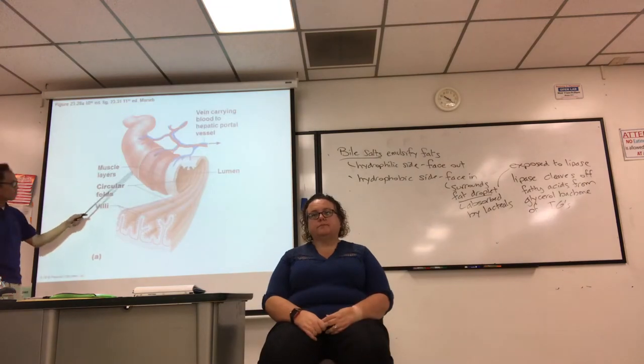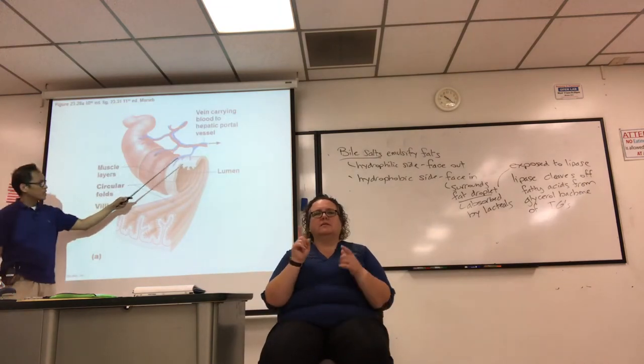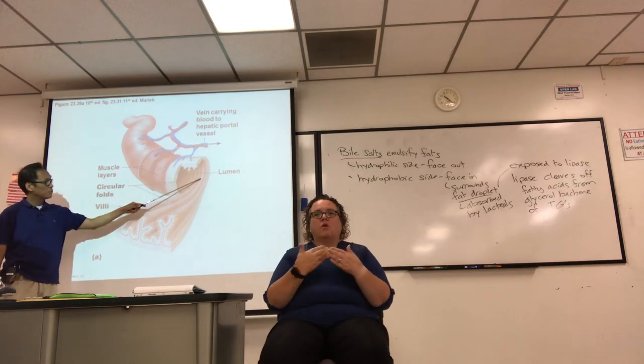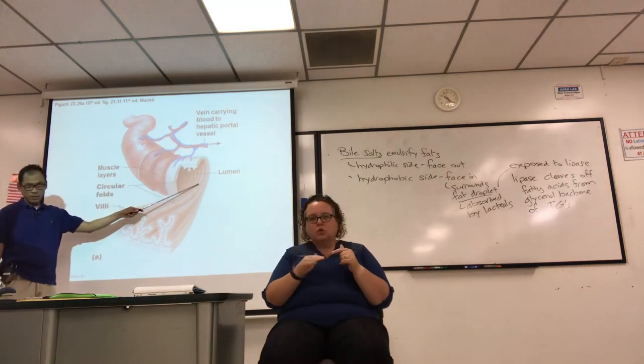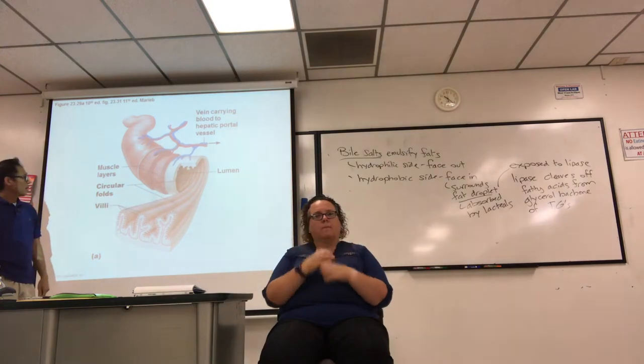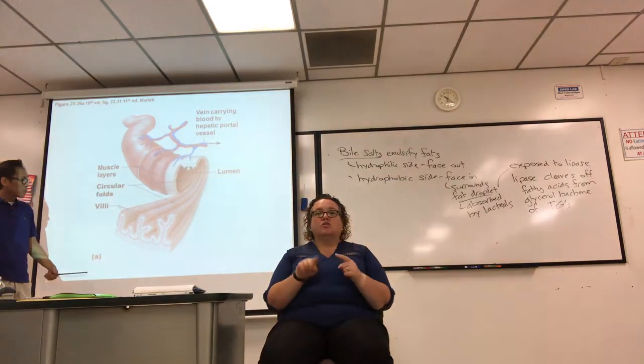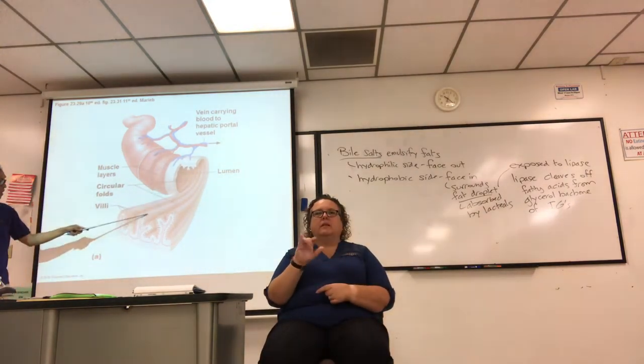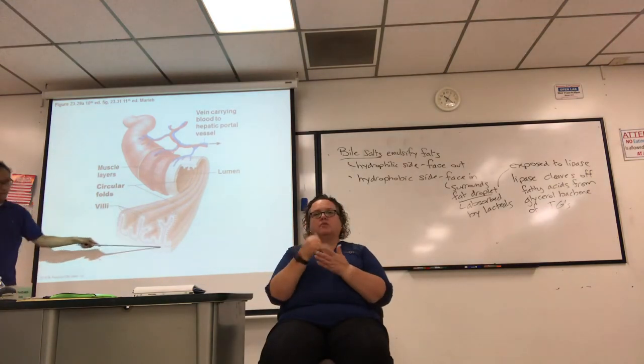So here's an unfolding of the intestinal wall. You can see all these grooves. You can see that without a microscope. Those are the circular folds. Those are the plicae. So if you look at this close up, let me draw this right there.